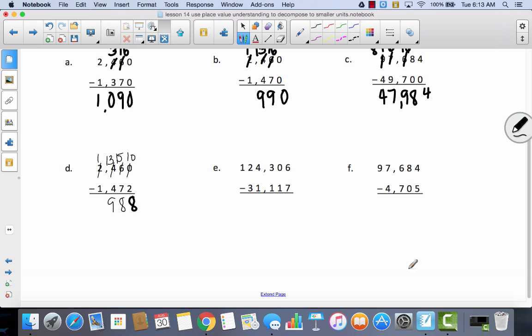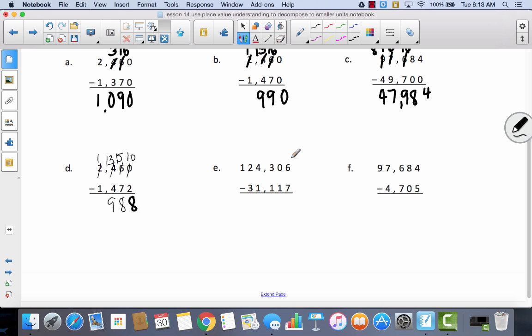Okay, so let's take a look at D. So in D, you can see that I had to unbundle so that I was able to subtract in the ones place. I had to unbundle so that I was able to subtract in the tens place, and I also had to unbundle so that I was able to subtract in the hundreds place. So I basically had to decompose or unbundle 3 times to be able to subtract. So let's take a look at E.